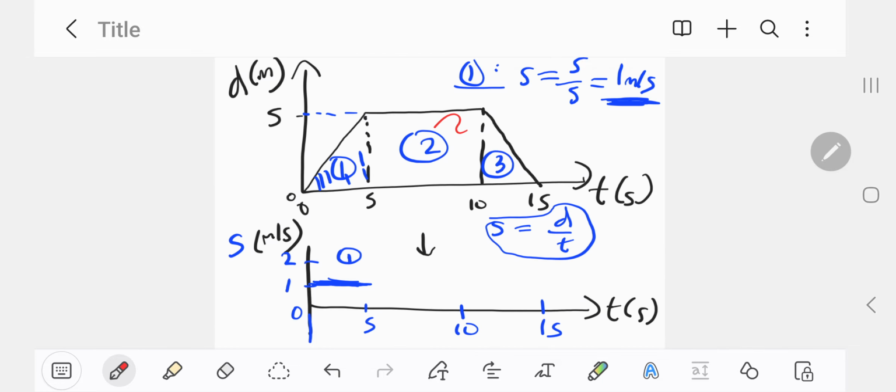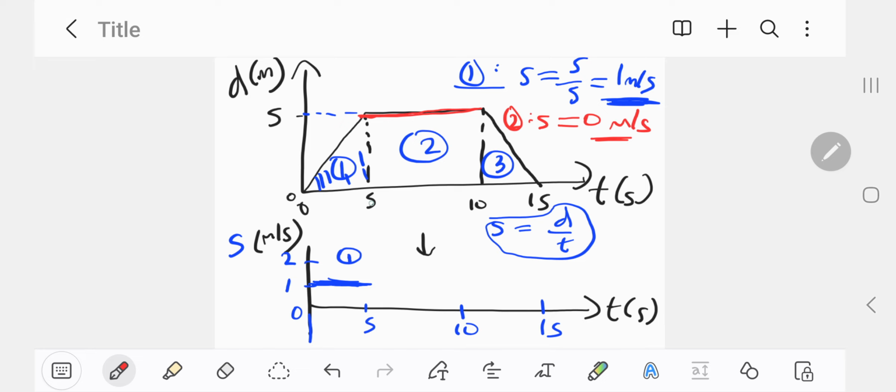For segment 2, this is a rectangle. You have to be careful here. Between 5 and 10, segment 2, speed is distance, which is still 5, divided by, I should say, you don't even need to work this out. It's 0. Why is it 0? Think of this conceptually. If you're standing, the straight line means you're basically not moving. At 5 meters you come to a stop. You're not moving.